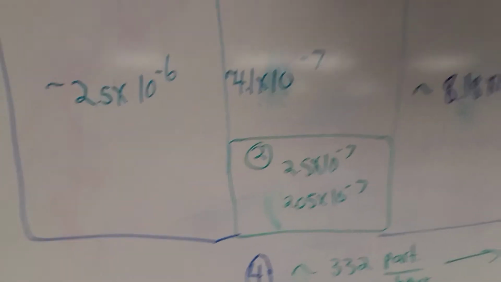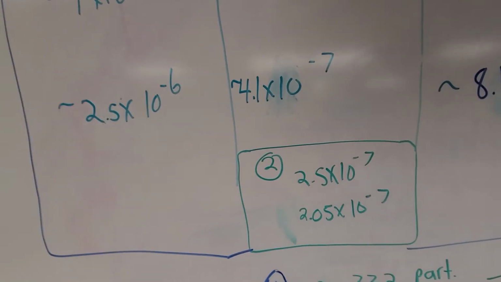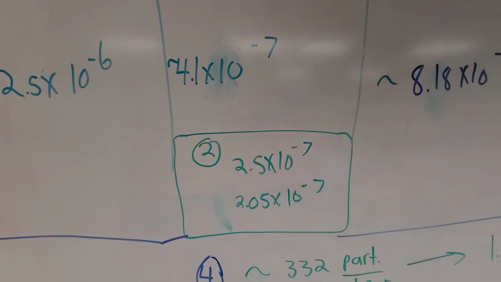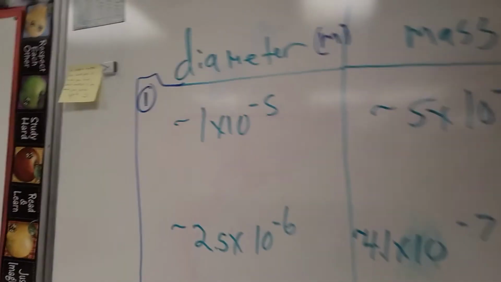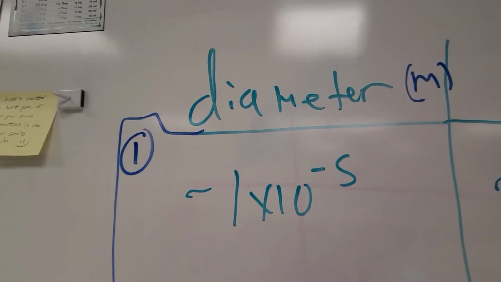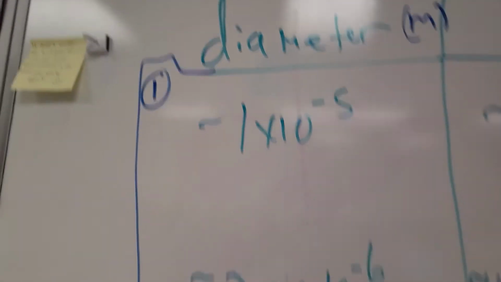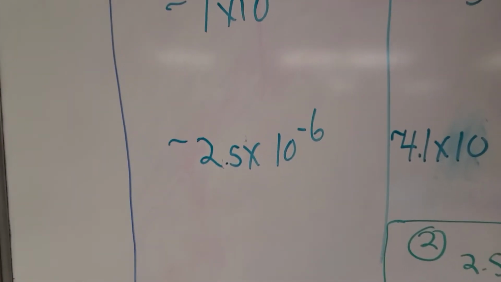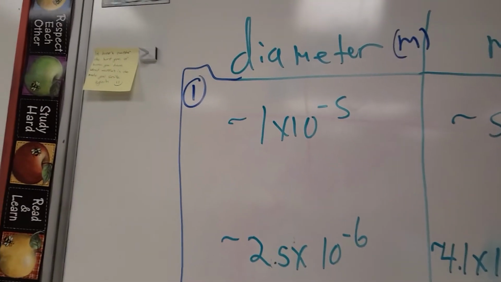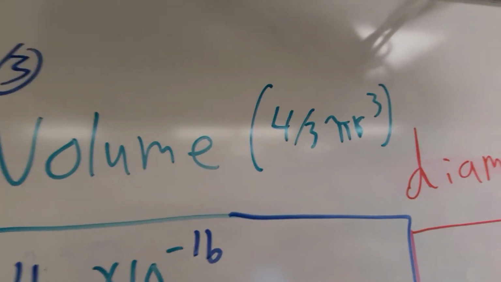And then question 3 asks for you to find the volume of an individual one of these particles. And so we get 1 times 10 to the negative 5th power is the diameter. And so what we need to do is divide that by 2 to get the radius, and then do the same thing with this, 2.5 times 10 to the negative 6. So you're going to use those radii, you're going to cube them and multiply them by 4/3 pi.